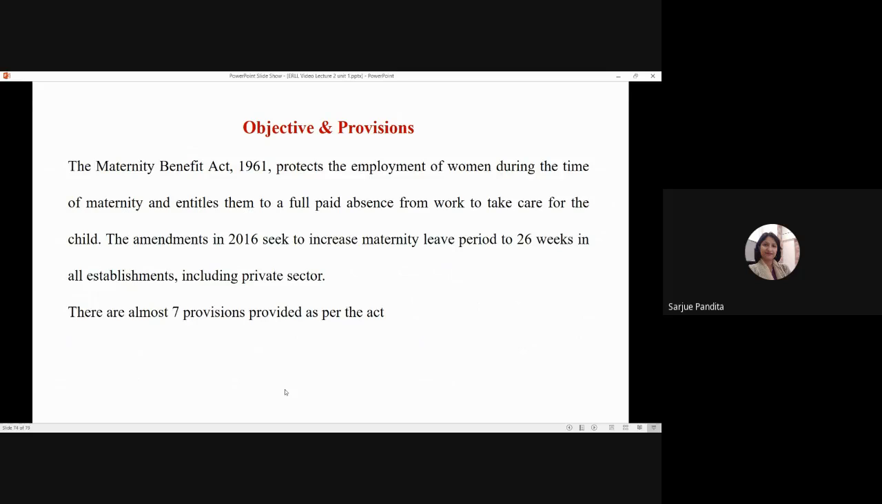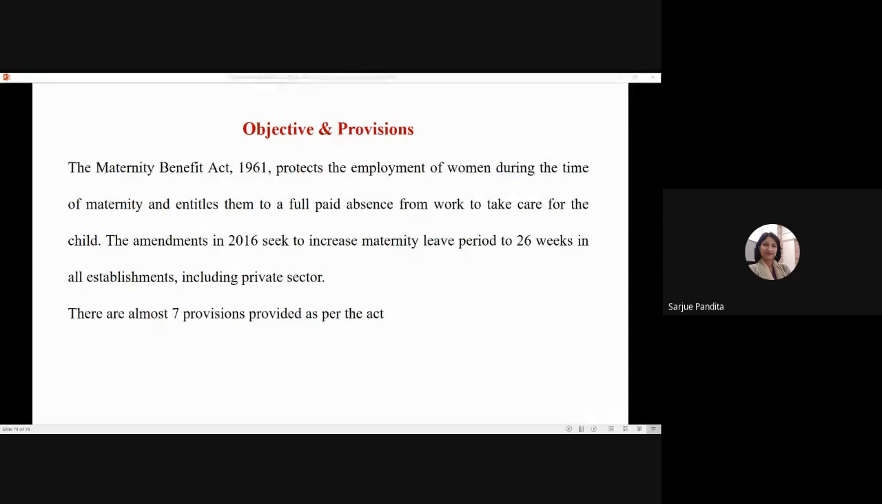The amendment in 2016 seeks to increase the maternity leave period from 12 to 26 weeks in all establishments, including the private sector. Talking about the provisions, there are many provisions given under this act, but primarily we'll be discussing seven provisions. First, no employer shall knowingly employ a woman in any establishment during the 6 weeks immediately following the day of her delivery or her miscarriage.